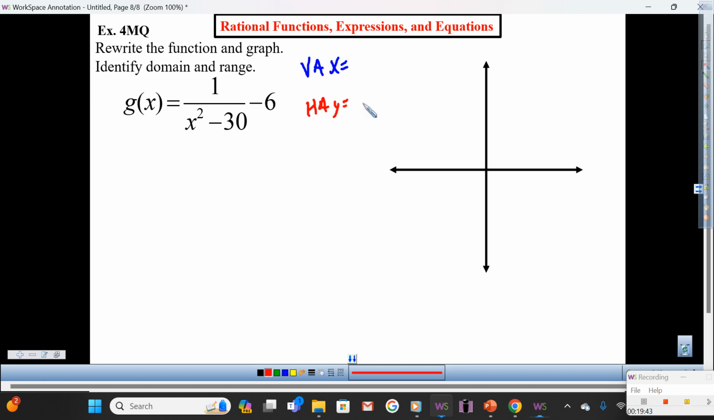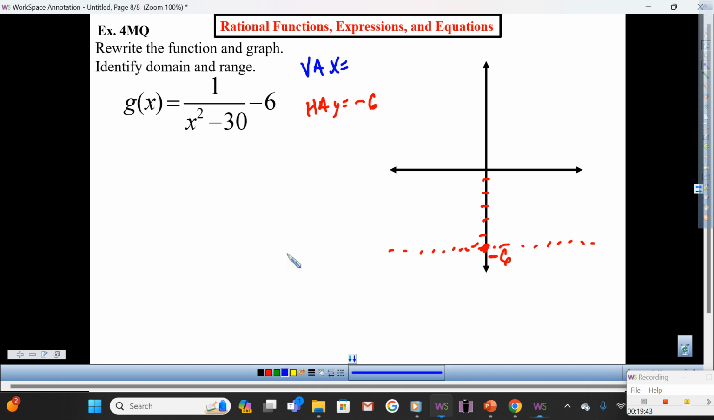All right, so really quick, what's our HA? Claire, HA was negative 6. Okay, we got that. 1, 2, 3, 4, 5, 6. That is correct, negative 6. Once again, make sure you label it with a number so I know where you're at, and you're not giving me just the same graph over and over.